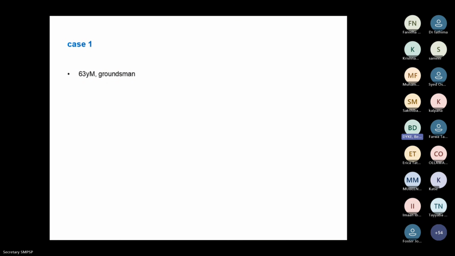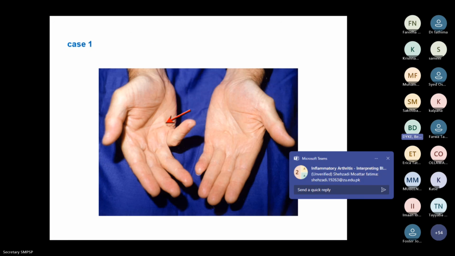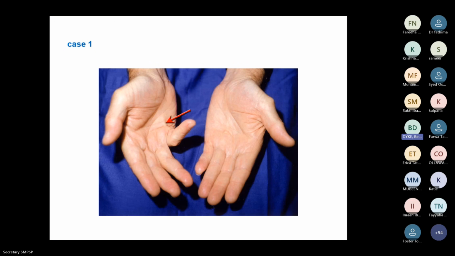So, a 63-year-old man who's a groundsman. Next slide, please. And he presents like this. Anyone shout out or write in the chat what the diagnosis is? Excellent, yes, Dupuytren's disease, and in this case, Dupuytren's with contracture. Next slide, please.